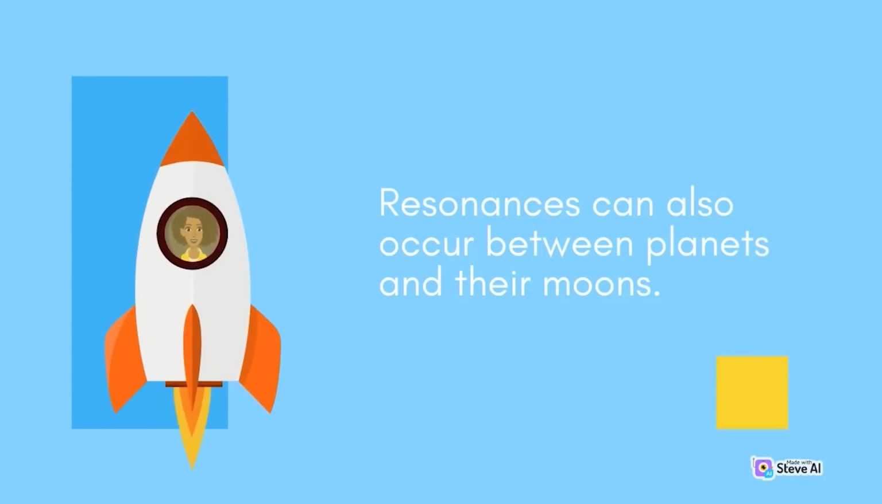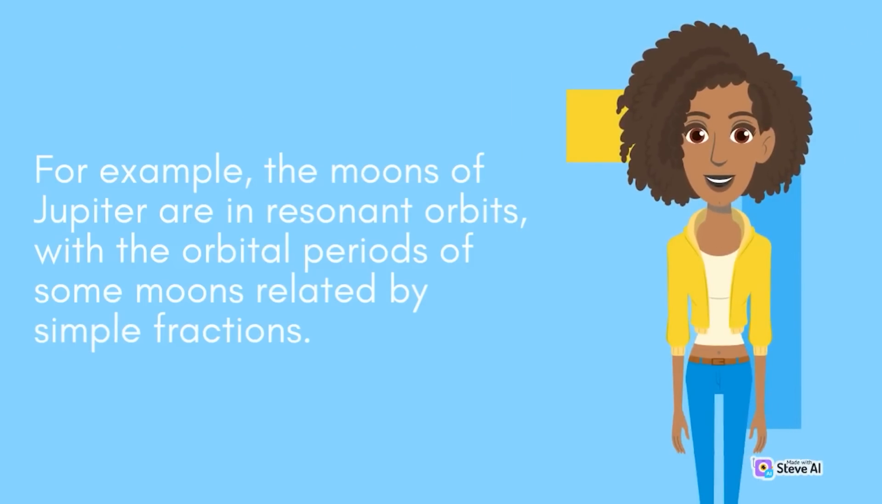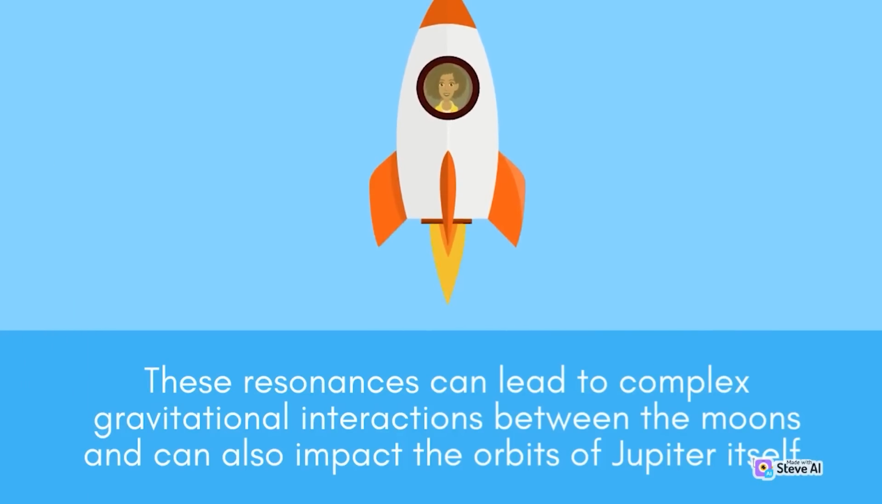Resonances can also occur between planets and their moons. For example, the moons of Jupiter are in resonant orbits, with the orbital periods of some moons related by simple fractions. These resonances can lead to complex gravitational interactions between the moons and can also impact the orbits of Jupiter itself.